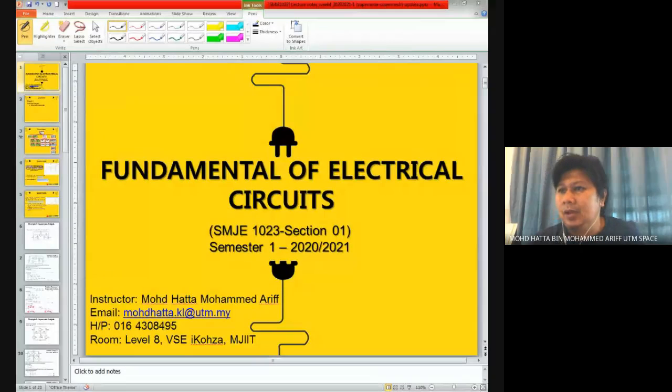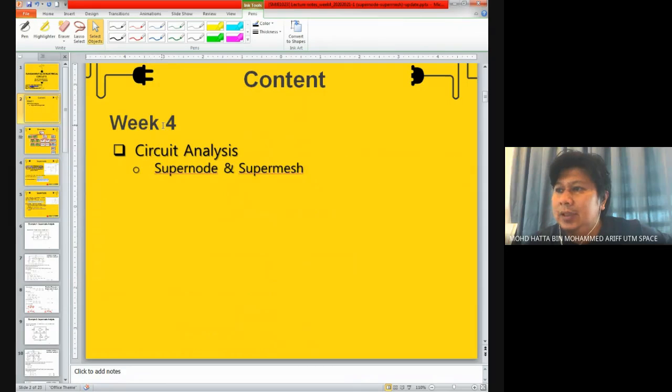Okay, all right. As I mentioned earlier, basically this is material for next week, for week 4. But since you need to submit your answer by tomorrow, I think better we proceed with the content of next week. And in today's session, we will have a look at examples on Supernode and Supermesh.